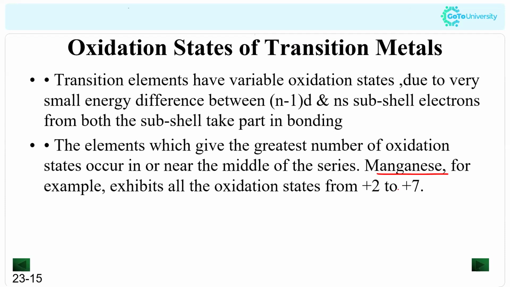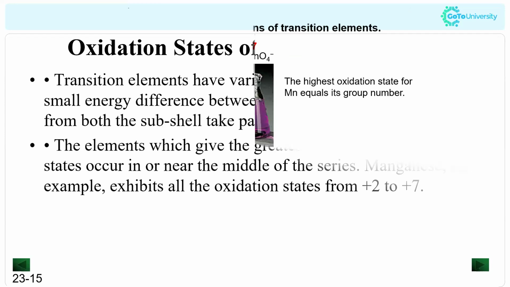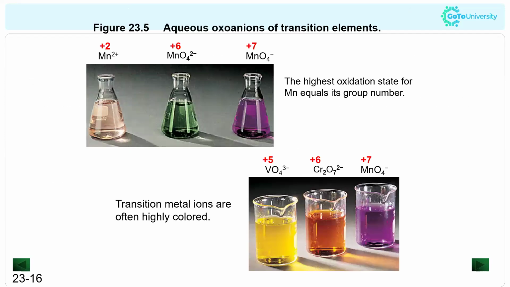If you take manganese, they can show plus 2 to plus 7. That is one important point. Now, if you see these compounds, when the oxidation state is changing, their color is also changing, right? In case of manganese, when they have plus 2 oxidation state, see the color. When they are in plus 6, this is green color, plus 7 is purple color. This is how they change color depending on their oxidation states.